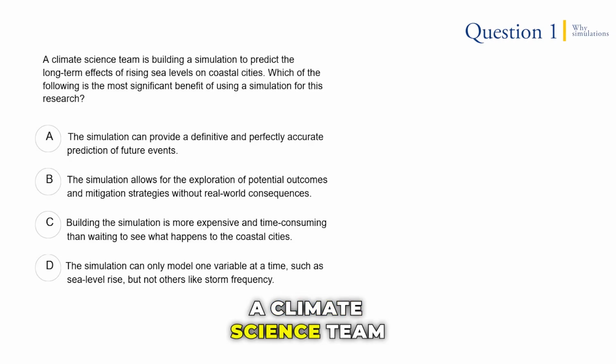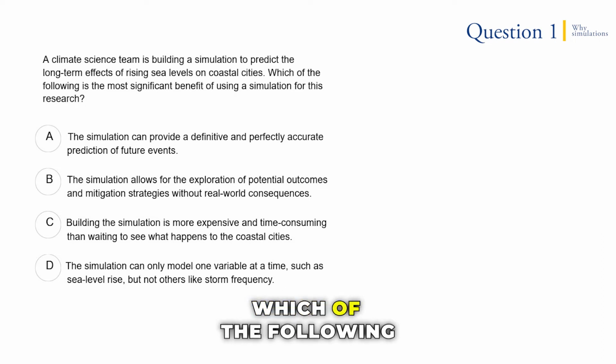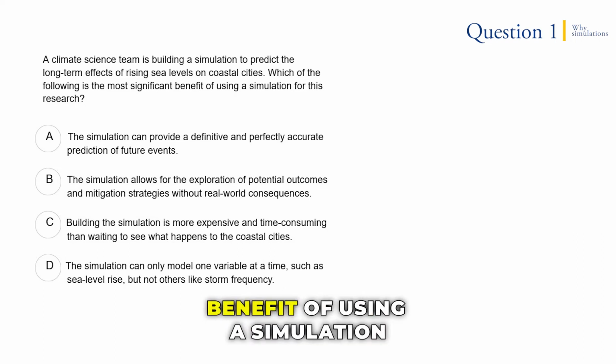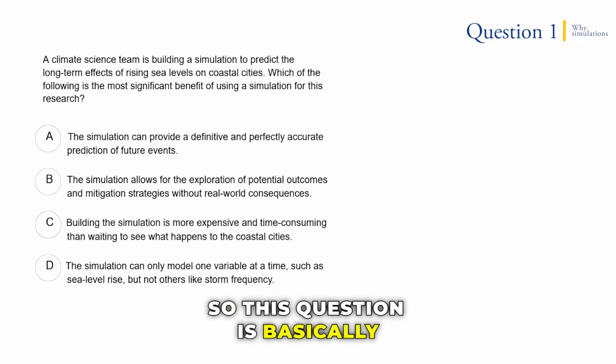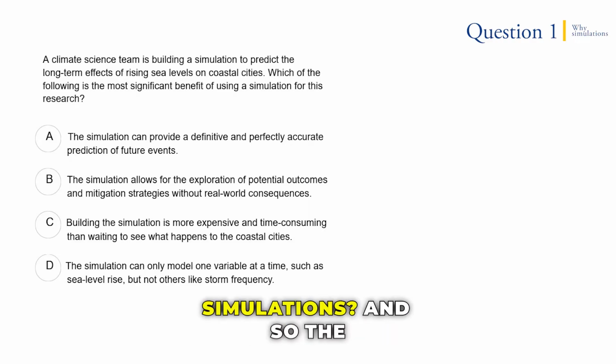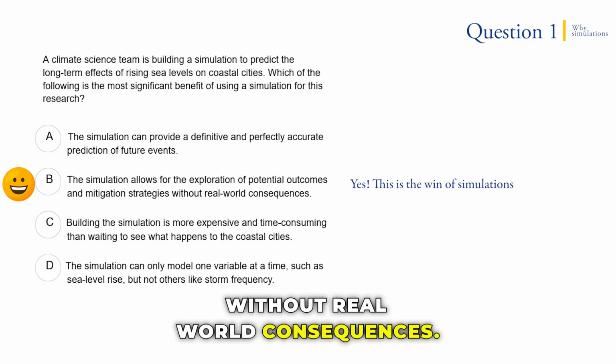A climate science team is building a simulation to predict the long-term effects of rising sea levels on coastal cities. Which of the following is the most significant benefit of using a simulation for this research? So this question is basically asking, why do we run simulations? And so the answer we're looking for here is B. Simulations allow for the exploration of potential outcomes and mitigation strategies without real-world consequences.